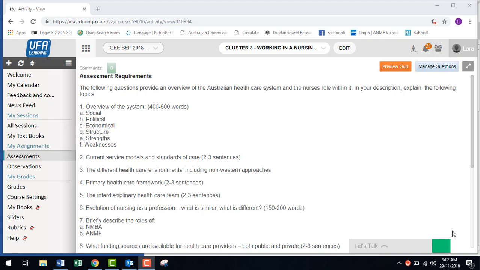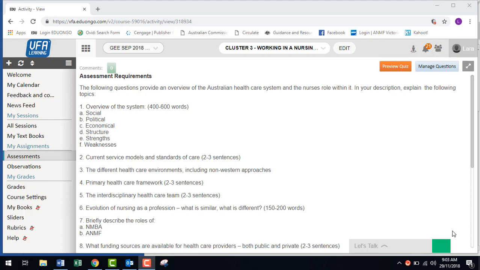Number 3, the different healthcare environments, including non-Western approaches. Basically, we want you to give about 5 different examples. Can you give 5 different examples of non-Western approaches to healthcare? Number 4 is the primary healthcare framework. So what are the services in the primary healthcare setting? What do we do in the primary healthcare setting?